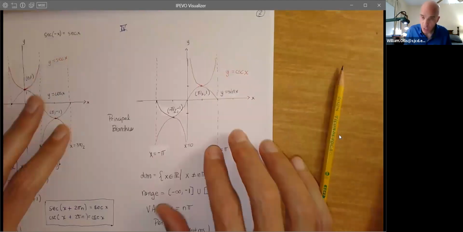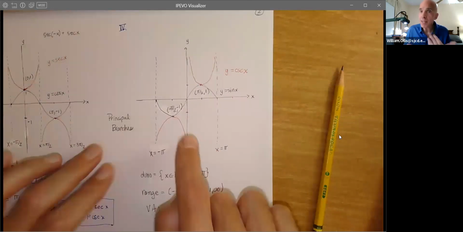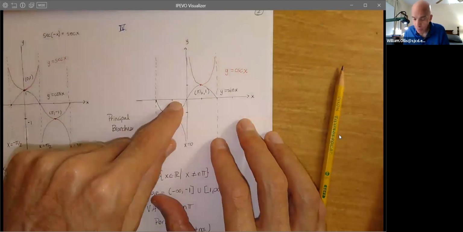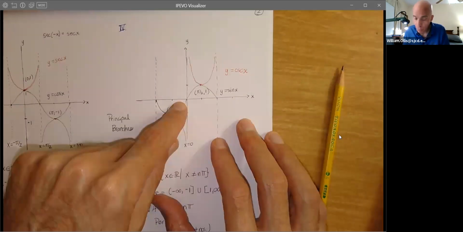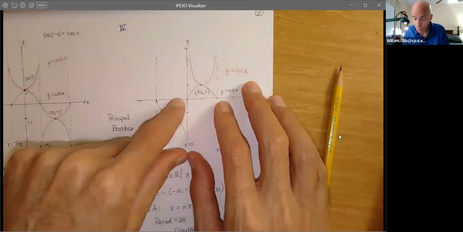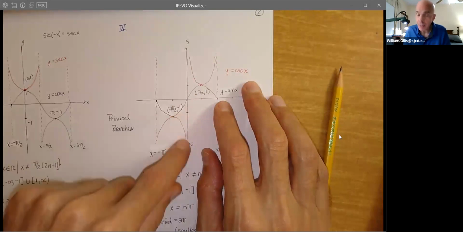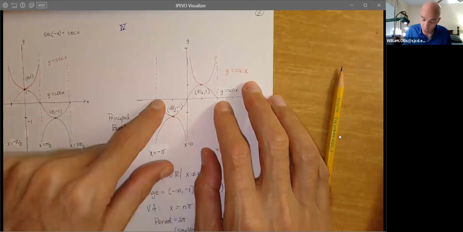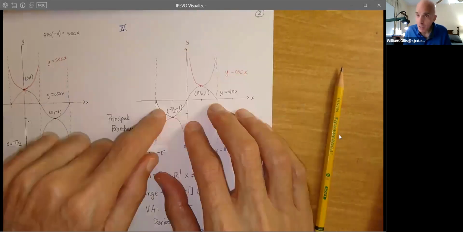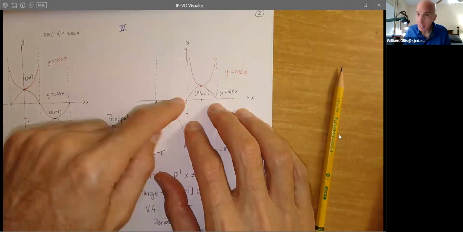Now, as we move over to this branch, past this vertical asymptote, we get the opposite effect. As we approach zero from the right, we had the positive sign. As we approach from the left, we have the negative sign. So now the function will descend to negative infinity. Likewise, as we approach negative pi over two from the right, the sine is actually negative, so we descend to negative infinity.